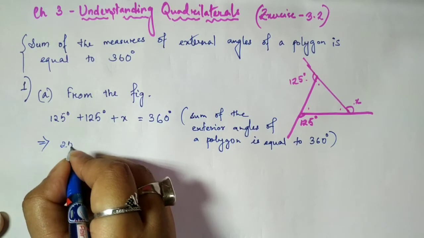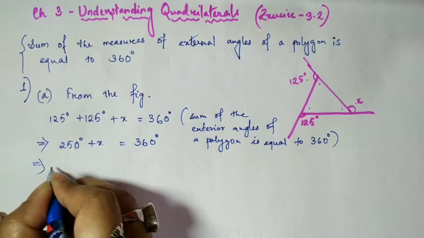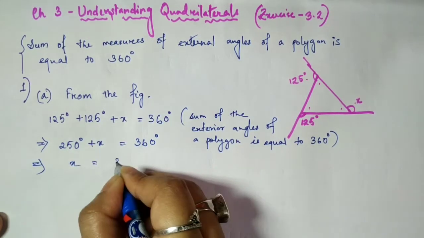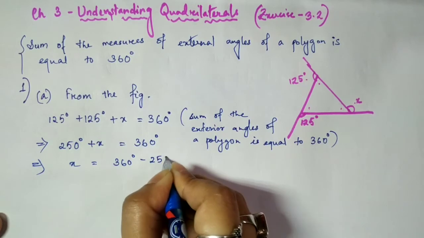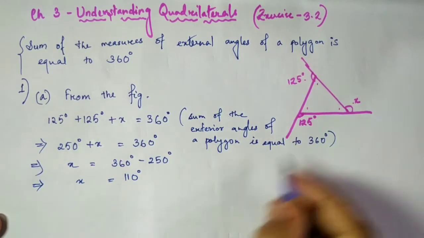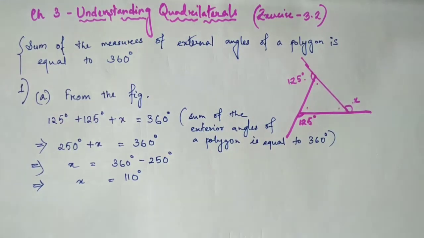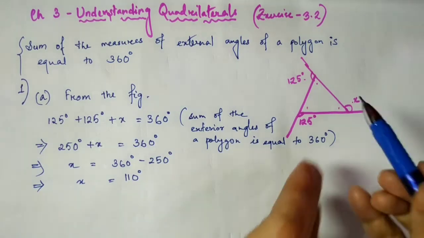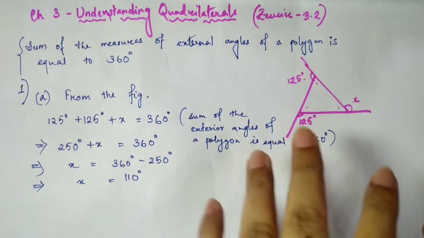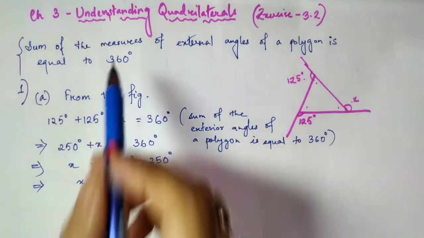125 plus 125 is 250 degrees, plus x is equal to 360 degrees. We will transfer the constant term to that side: 360 degrees minus 250 degrees, right? So x will be equal to how much? 110 degrees. If you add the other angles and x, that is 110, you will see the answer comes out as 360 degrees. In this case the triangle is given. If a quadrilateral is given, let it be n number of sides of a polygon, there will be n number of external angles, so you add all of them and you will get 360 degrees.